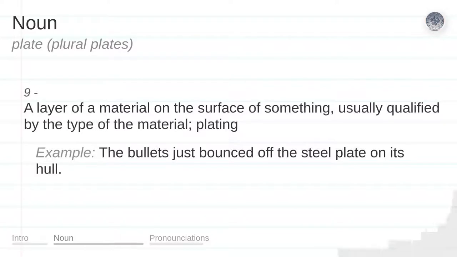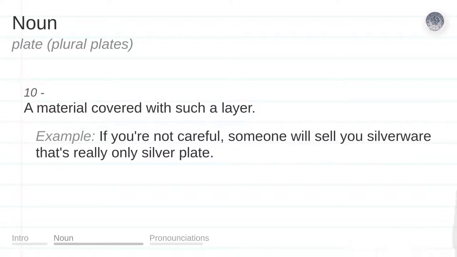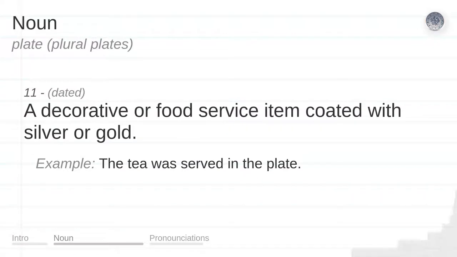A layer of a material on the surface of something, usually qualified by the type of the material, plating. Example: The bullets just bounced off the steel plate on its hull. A material covered with such a layer. Example: If you're not careful, someone will sell you silverware that's really only silver plate. A decorative or food service item coated with silver or gold. Example: The tea was served in the plate.